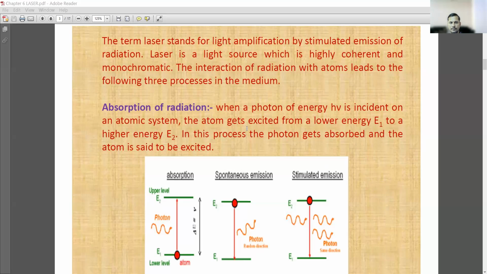Absorption of radiation. When a photon of energy hν is incident on an atomic system, the atom gets excited from a lower energy E1 to a higher energy E2. In this process, the photon gets absorbed and the atom is said to be excited. Yes.